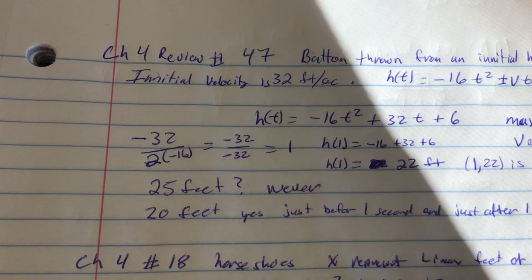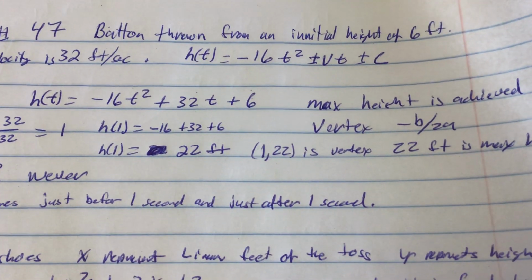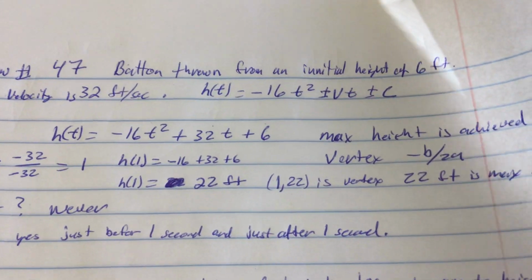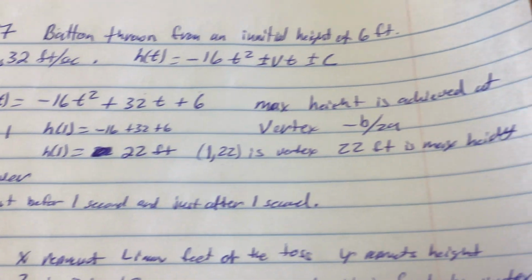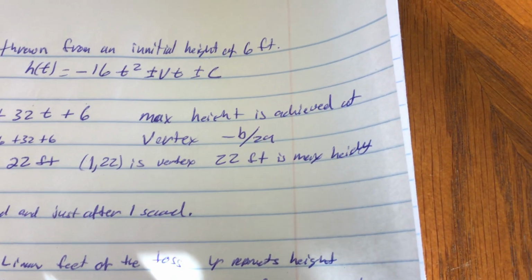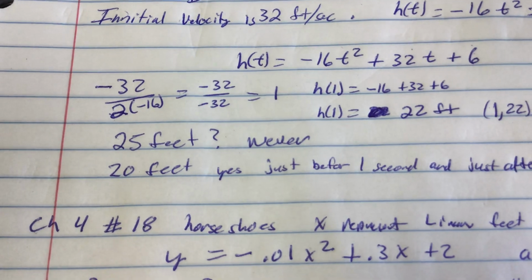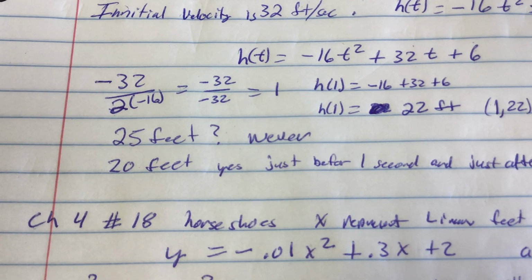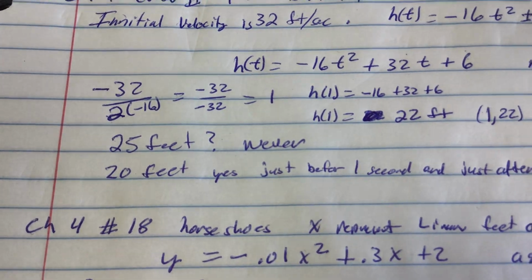Number 18 is very similar, only this time x represents the linear feet of the toss. So how far away from you the toss of the horseshoe is going to be, and then y represents the maximum height of the toss. So it's still the same thing though. We just have this equation where x again is how far away from you the toss is. This is like the fire problem. And y is representing the maximum height.